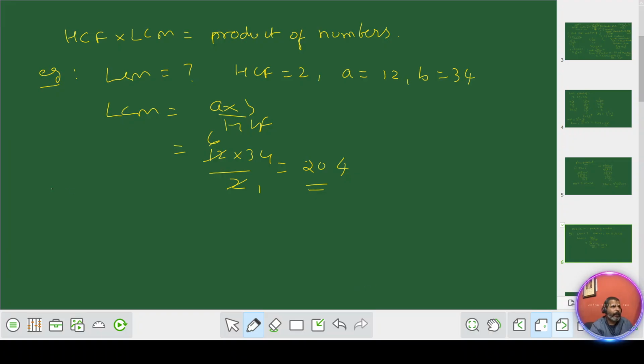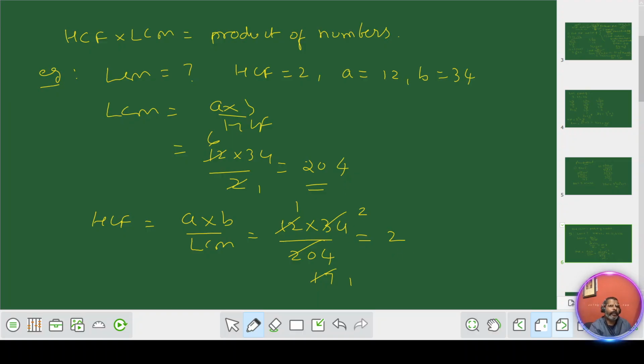Same question, I'll make HCF the question mark and LCM 204. So HCF is A into B by LCM. A into B is 12 into 34, by LCM 204. We get 2. So HCF is 2. Same question, I made both HCF and LCM the unknown and found it.